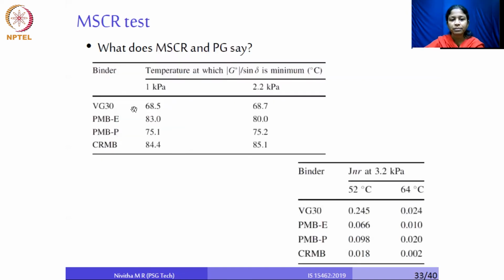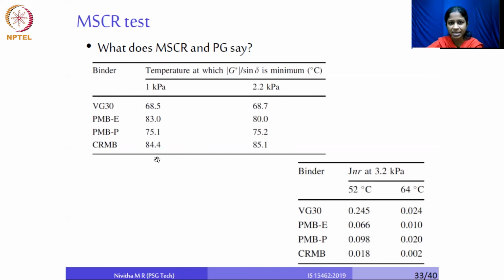The next aspect is the relation between the MSCR and PG value. So for the same 4 binders which I have shown before, this is the PG pass fail temperature, which is the temperature at which G star by sine delta is exactly or minimum of 1 kilopascal and 2.2 in unaged and short-term aged condition. So you can see here, let's just take unaged for the moment. If I rank the binders based on their G star by sine delta value, VG30 is the least stiff, followed by PMBP, followed by PMBE, and then CRMB. So basically, I would expect that my VG30 will have more deformation, then followed by PMBP, then PMBE, and CRMB would give me the least deformation.